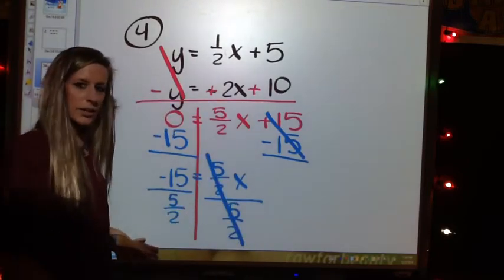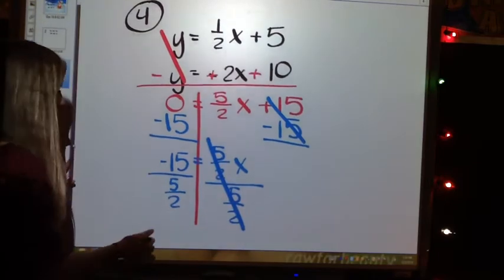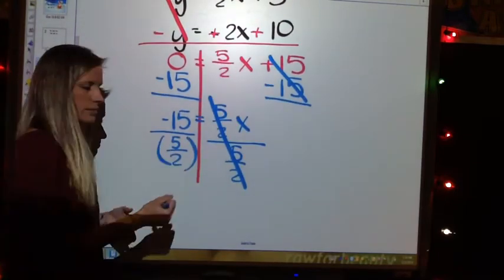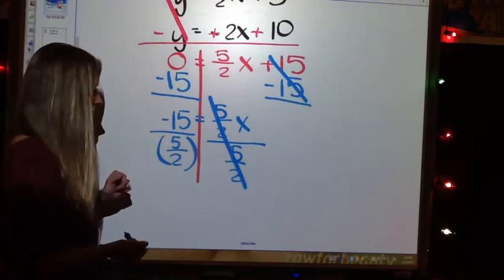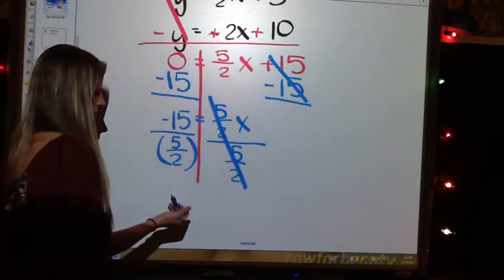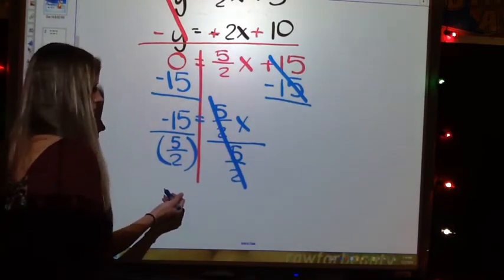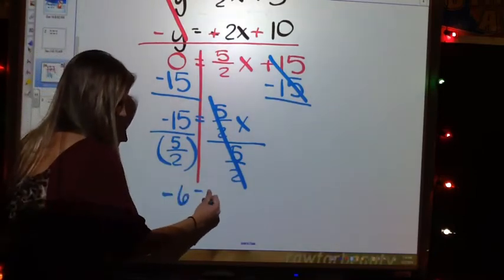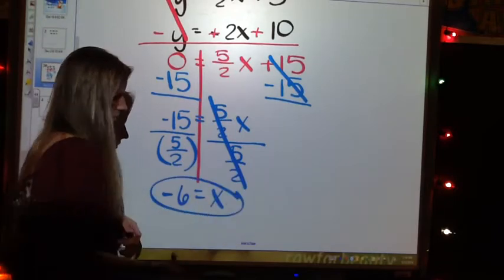If you use a calculator for this, make sure you put this fraction in parentheses, okay, just in case. The negative 15 divided by 5/2 would be negative 6. So x equals negative 6.